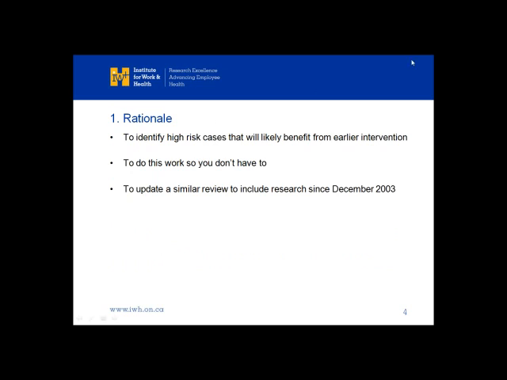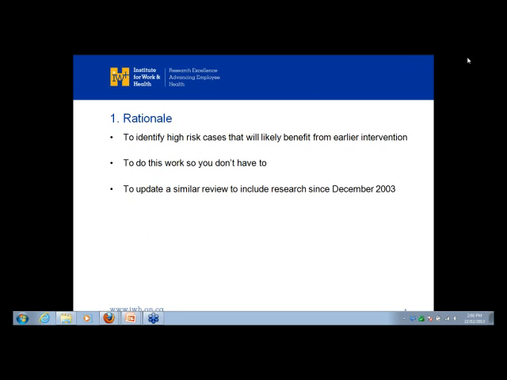So what's the rationale? The rationale of this study was to identify high-risk cases that will likely benefit from earlier intervention.